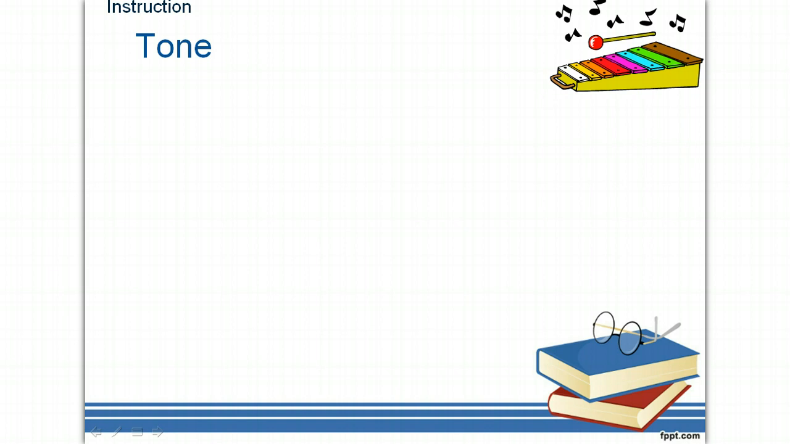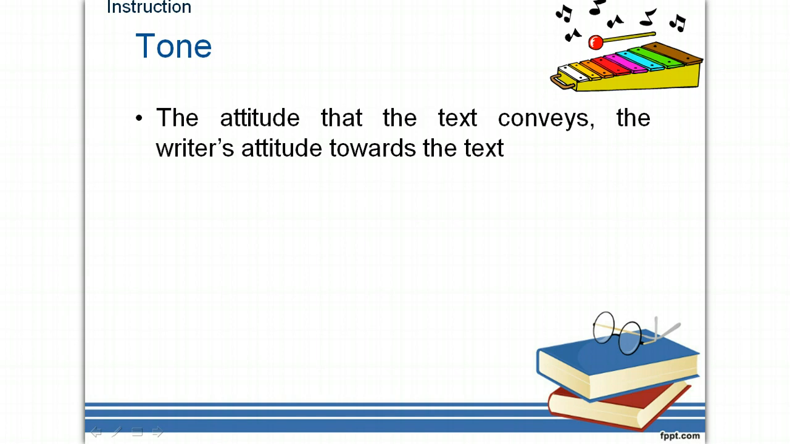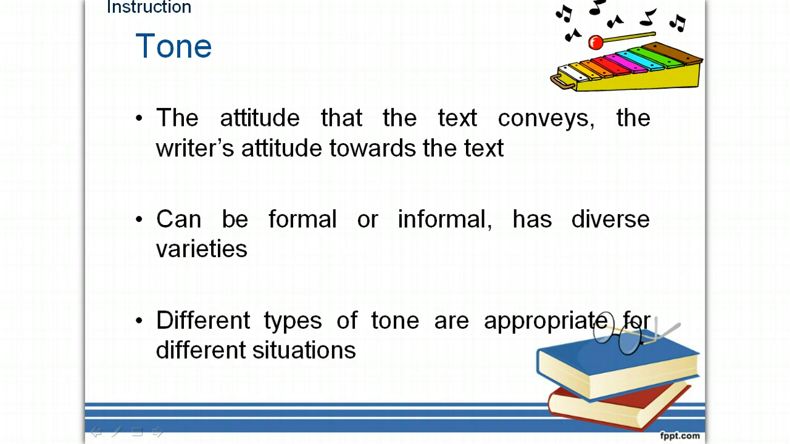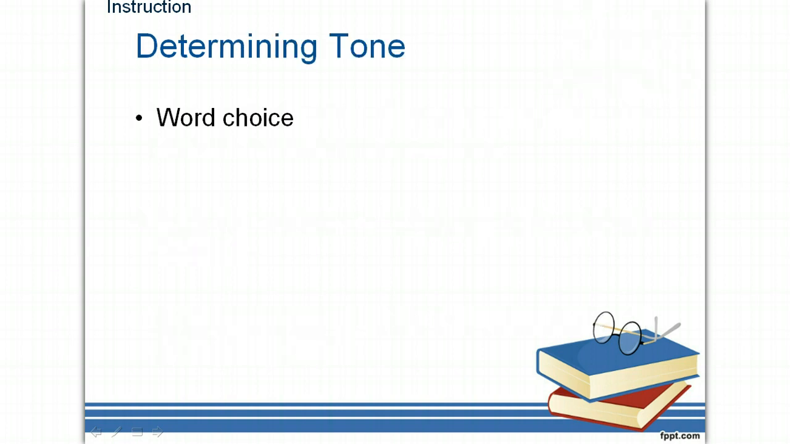The writer's attitude toward the text is called tone. It can be formal or informal, emotional or somber, whatever the writer wants to convey. Different types of tone are appropriate for different situations, and they affect how texts are perceived by the reader. The tone of a text can be determined by using three indicators: looking at word choice, point of view, and what the text is and where it's found.